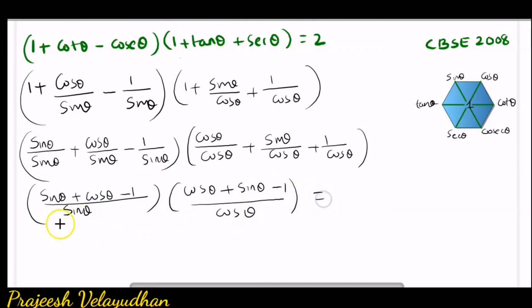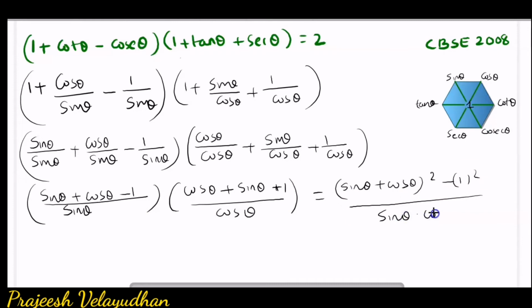Okay, which is equal to, here you can see sin theta plus cos theta minus 1. Here you can see cos theta plus sin theta plus 1, not minus 1, plus 1. So this is the a plus b into a minus b identity. So this we can rewrite as sin theta plus cos theta all square minus 1 square by sin theta into cos theta.